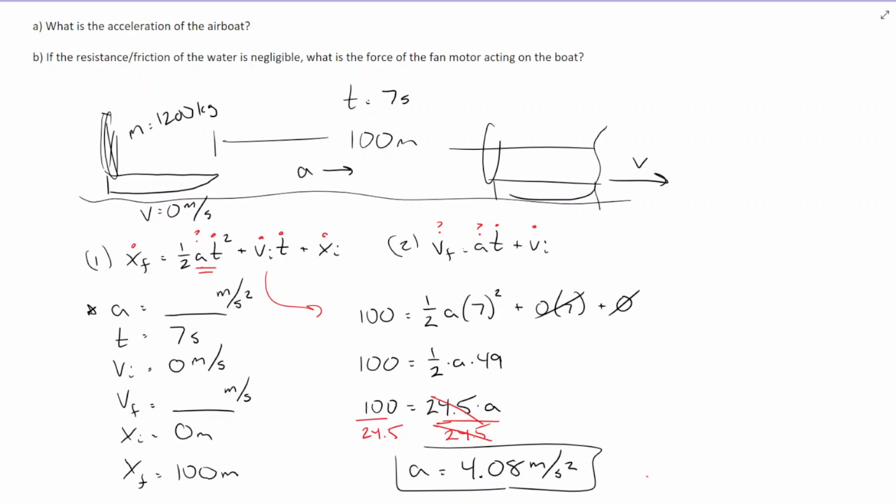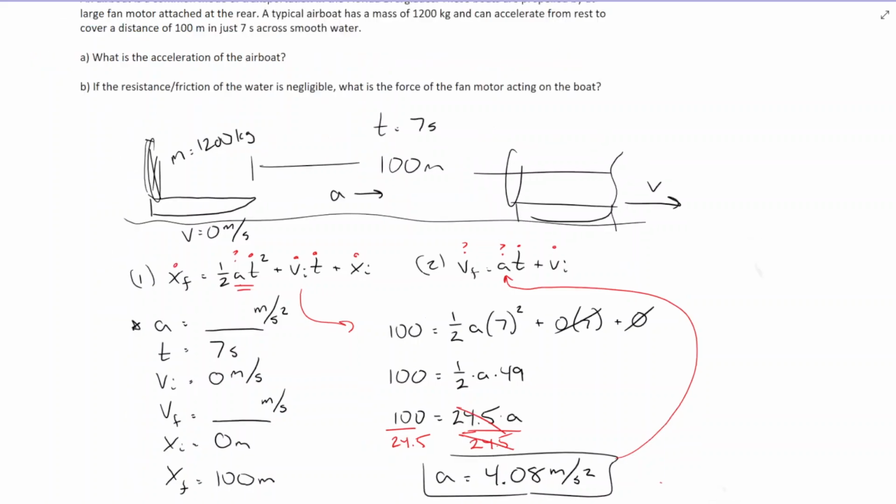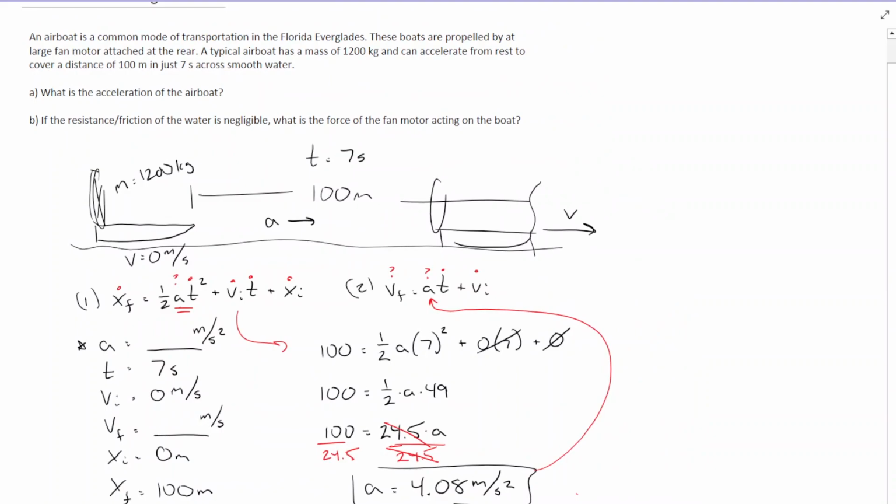Again, I could plug this in if I wanted to know how fast the boat's going. Well, now I have a, and all I need to do is multiply it by the time, 7, and I would have my final velocity. But it's not asking for that. All it's asking for is the acceleration for part A. Well, what about part B? Well, they tell us about this boat. They want to know, what is the force of the fan acting on the boat?